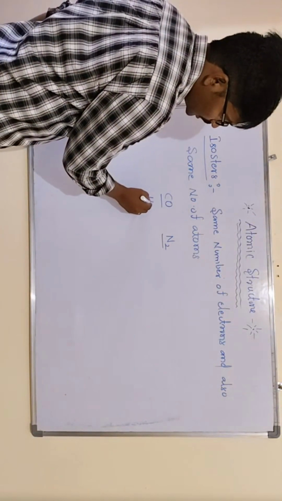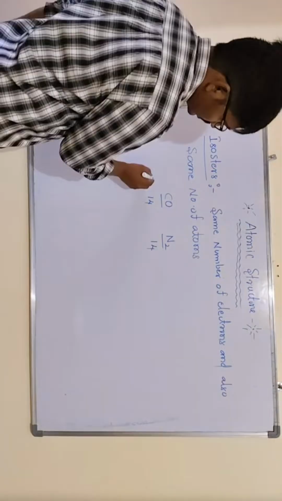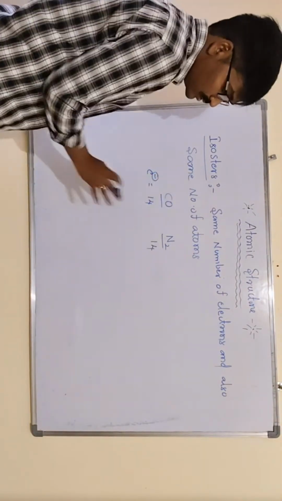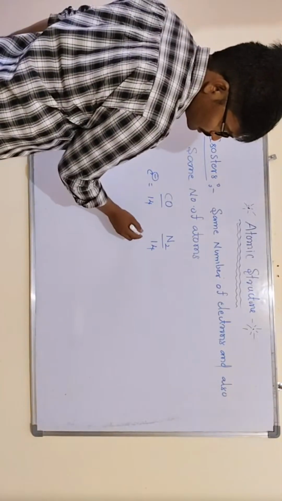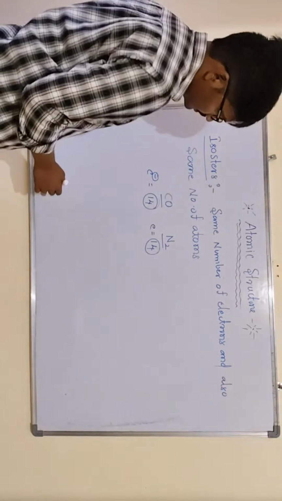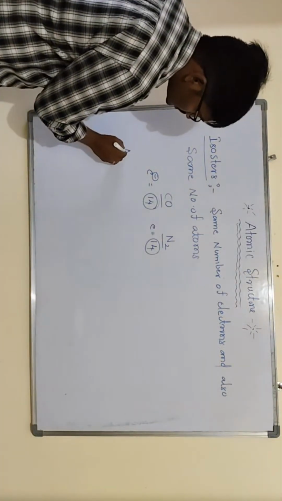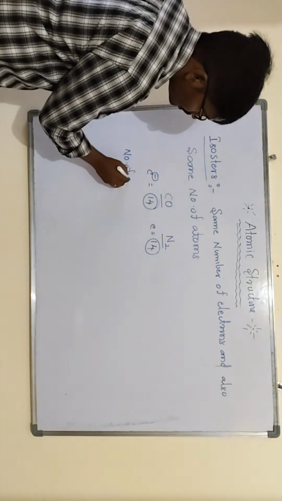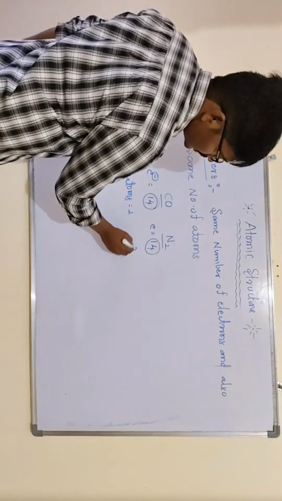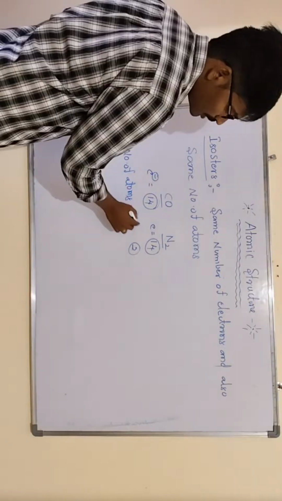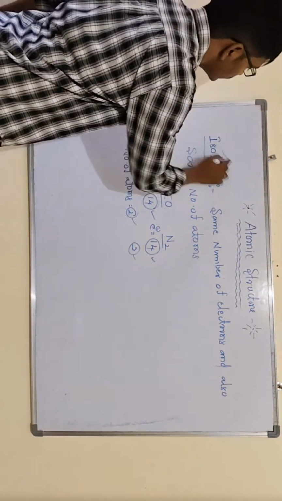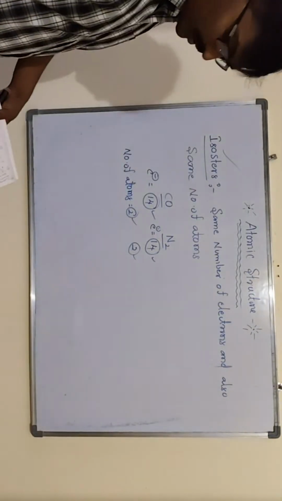Then here 14 electrons in both. In CO, carbon 6, oxygen 8, total 14. Then nitrogen 7 plus 7, 14. Number of electrons are 14 in both. Same. Then number of atoms equals 2, here 2 and here 2. So species containing the same number of atoms and the same number of electrons are called isosters.